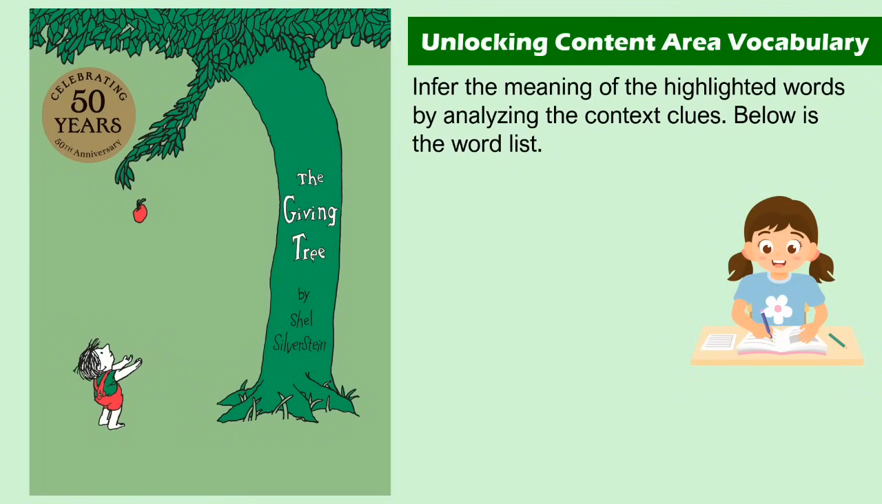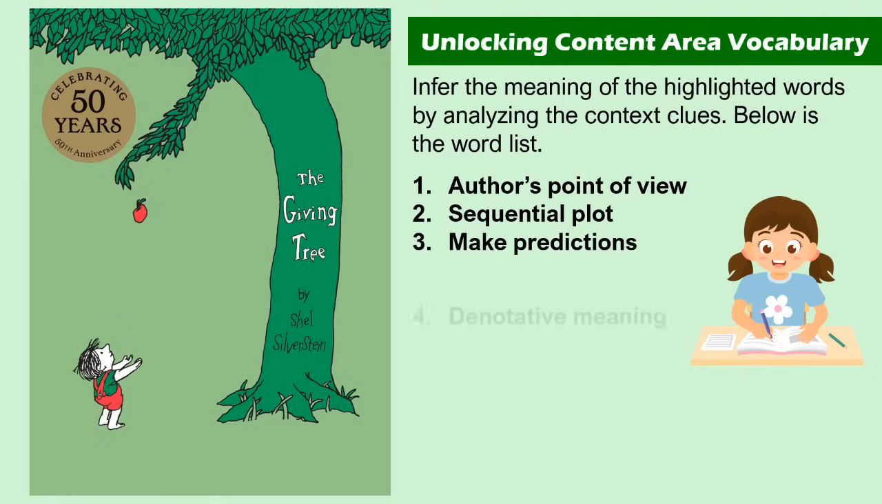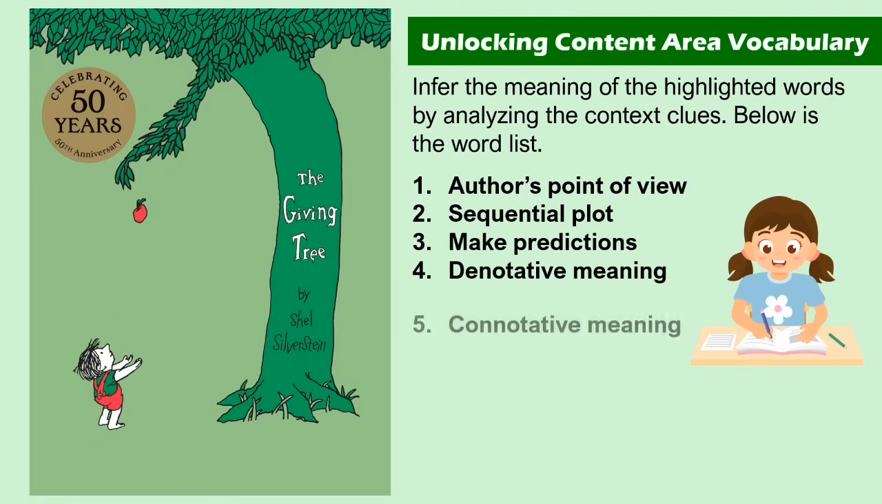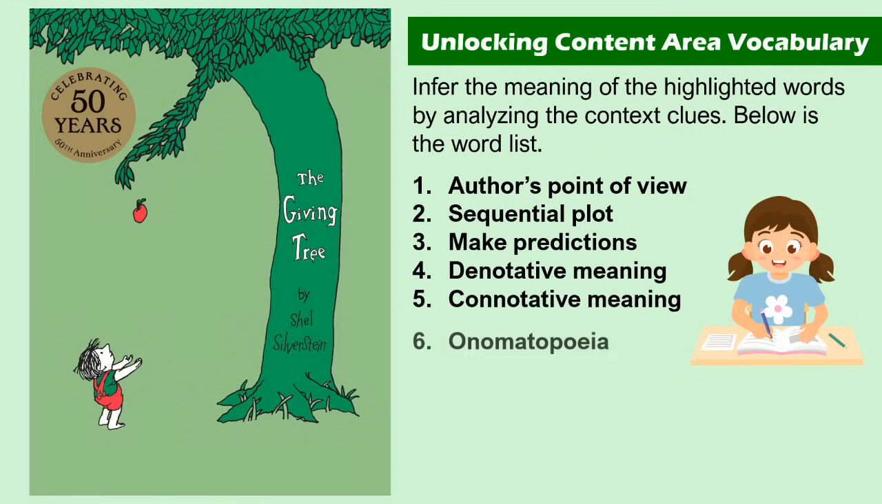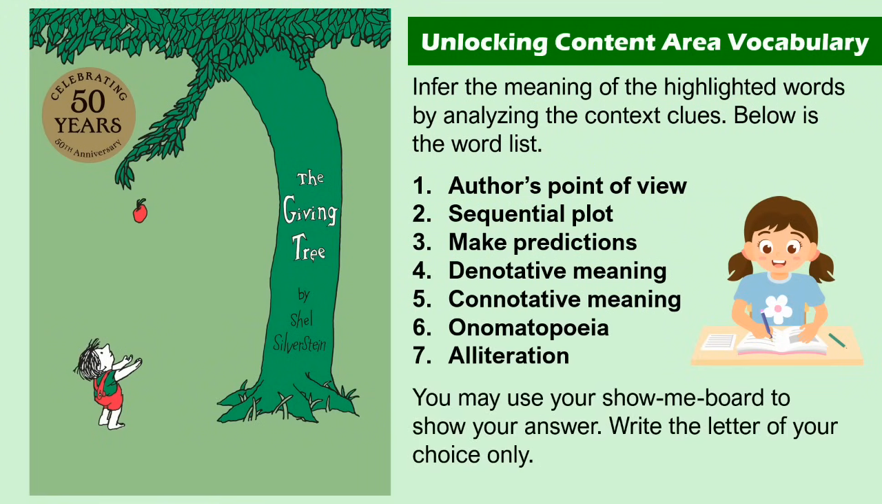Infer the meaning of the highlighted words by analyzing the context clues. Below is the word list. Author's point of view, sequential plot, make predictions, denotative meaning, connotative meaning, onomatopoeia, and alliteration. You may use your show me board to show your answer. Write the letter of your choice only.